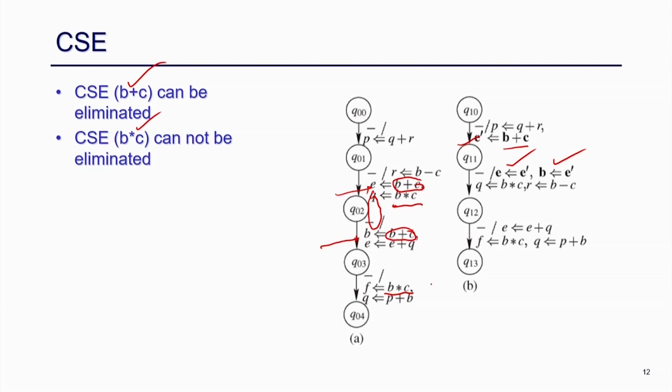But for the case of b star c, this b star c is not the same. Why? Because in this portion of the code your b and c should not change, but here b is updating. Since b is updating, this b and this b are not the same. So I cannot replace this expression by this value of e f q. So this b star c cannot be eliminated.